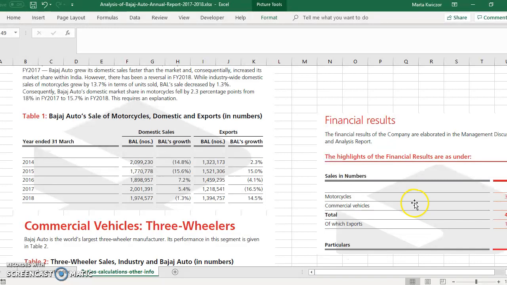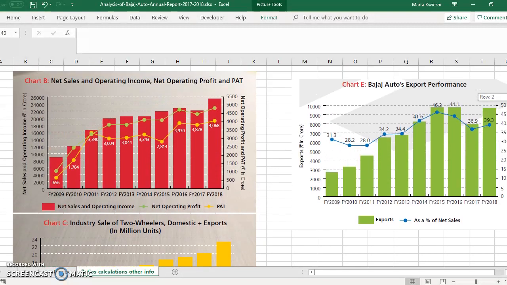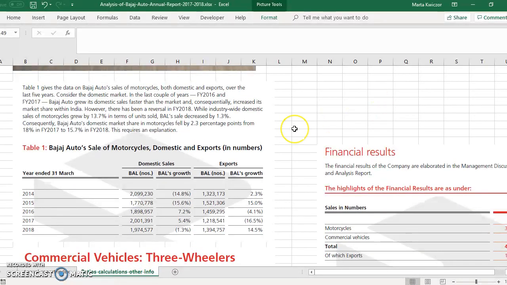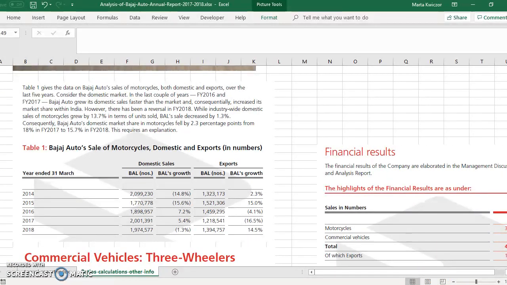So Bajaj Auto is selling two wheelers and three wheelers, and they export a lot also. Here they've given the breakup of their exports and the domestic sales. It is almost 2:1, and in 2018 they're really coming close. Out of 4 million, almost 1.6 million were exports. So that's the whole thing, how they're making money.